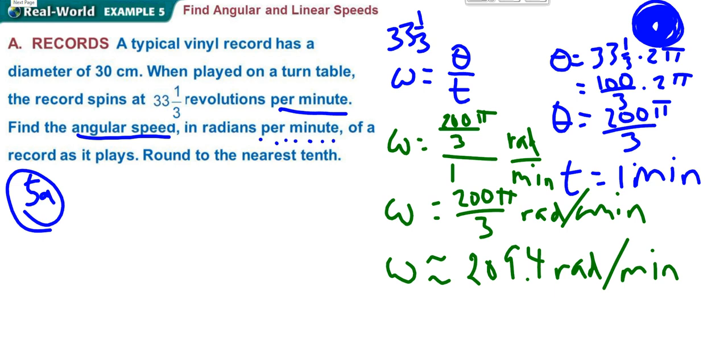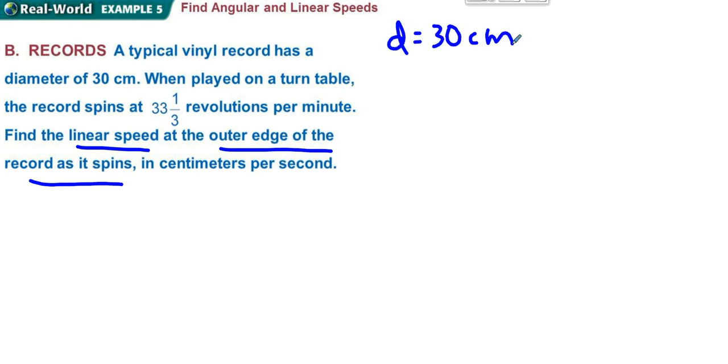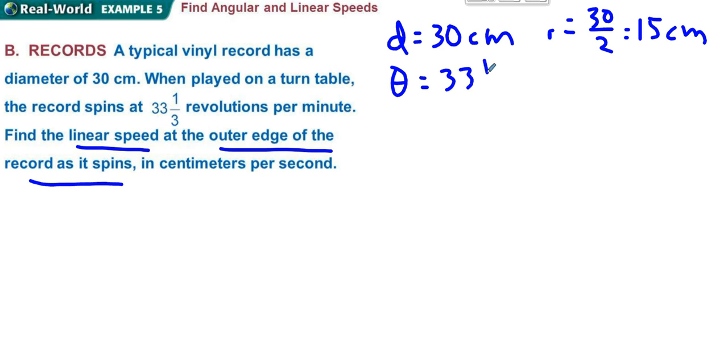Then, moving along in the same problem, now we want the linear speed of the outer edge of the record as it spins. So now we want to consider that diameter, which is 30 centimeters. Really we want the radius, which is 30 divided by 2, or 15 centimeters. And our theta is that same 33 1/3 times 2 pi, so that's 200 pi over 3. There's our theta and our r.